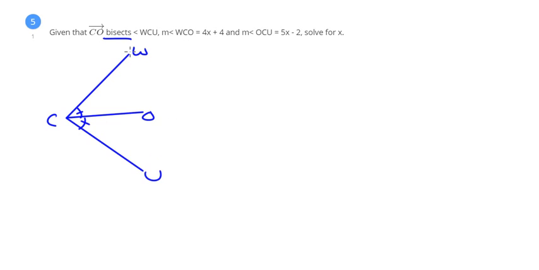Measure of angle WCO, this one right here, is 4x plus 4. And measure of OCU equals 5x minus 2. Figure out what x is. Since we know that this angle is the same as this angle, we can set these two equal to each other. So we're just going to do this. 4x plus 4 equals 5x minus 2.